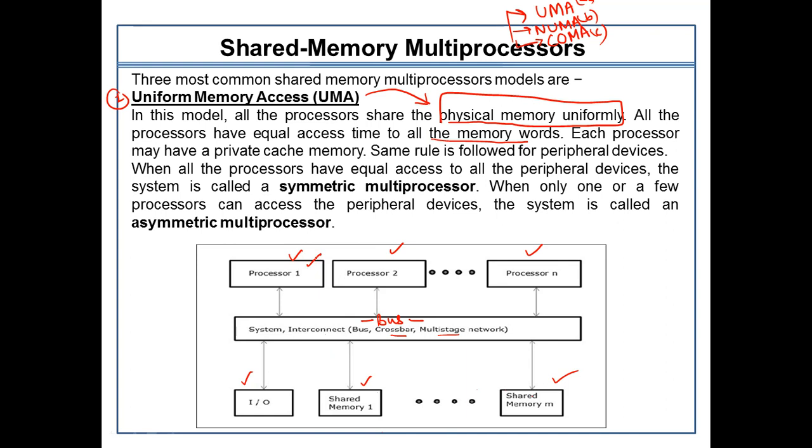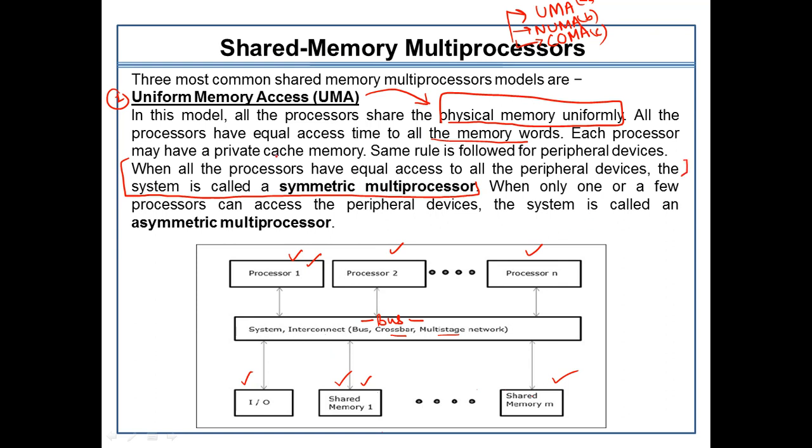So the time allocated to processor 1 to look at this particular shared memory 1 will be equal to that of processor number 2. The same is true for the IO devices as well. If any of the processors wants to communicate with an IO device, the same uniform time will be allocated to all. Now the point is, when all the processors have equal access to the peripheral devices, then such a system is called a symmetric multiprocessor.